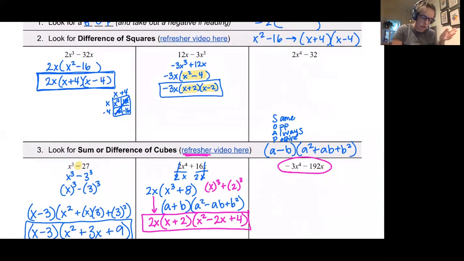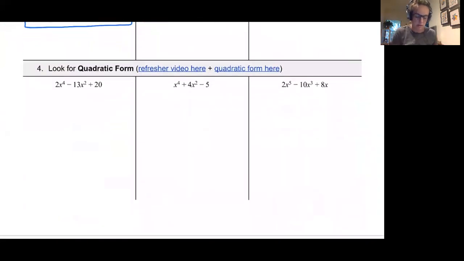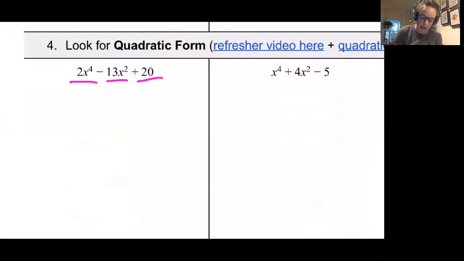So if there are 2 terms, you're going to be looking at this, right? But we also might have a situation where there are 3 terms. So you can see 1, 2, 3 terms. And this is the quadratic form. You might remember it being like the X factor. You might remember like guess and check, but you know it's going to break into 2 basic groups here, right?